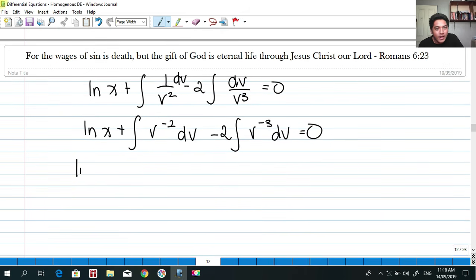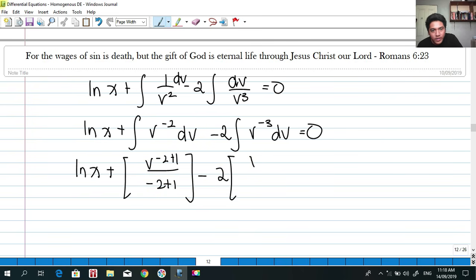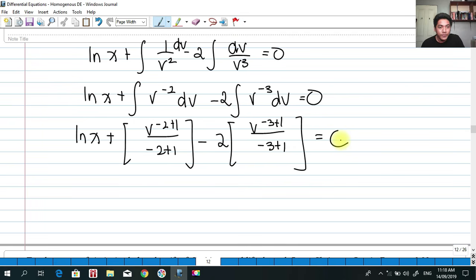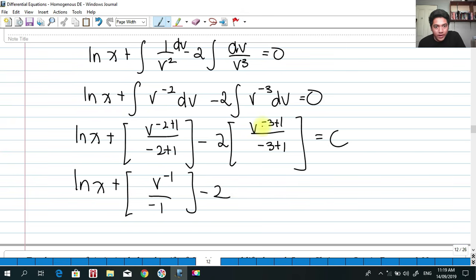So what will happen? ln of x plus v raised to negative 2 plus 1 over negative 2 plus 1, minus 2, v raised to negative 3 plus 1 over negative 3 plus 1 is equal to c. Okay, we have integrated. So we can write c on the other side of the equation. So we have ln of x plus v raised to negative 2 plus 1 is v raised to negative 1 over negative 1, minus 2, then we have v raised to negative 2 over negative 2 is equal to c.